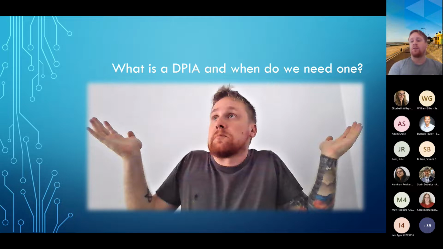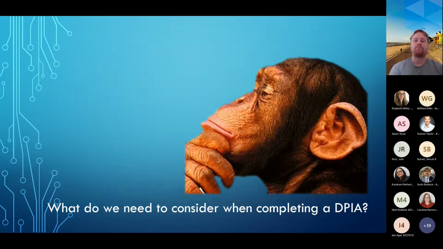So we now know what a DPIA is and when we need to do one, but what do we need to consider when completing one? We need to be able to describe how and why we plan to use the personal data. This description should include the nature, scope, context, and the purposes of the processing.